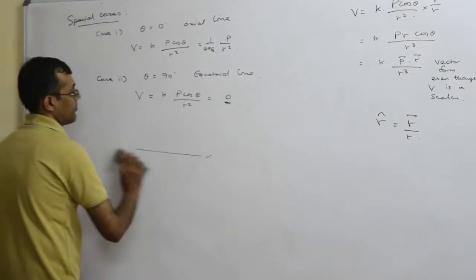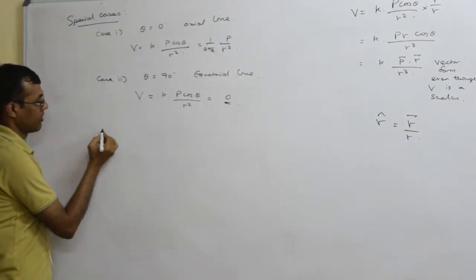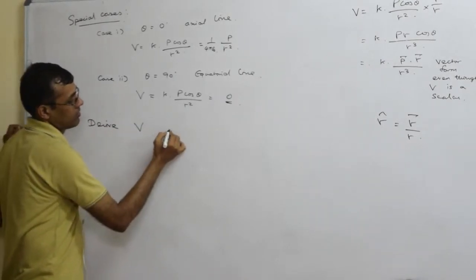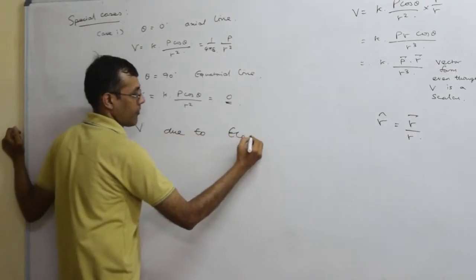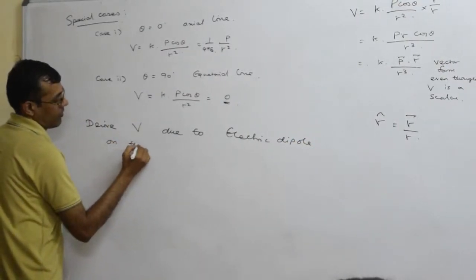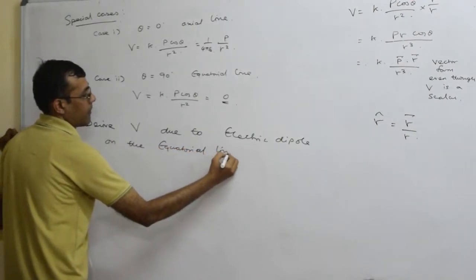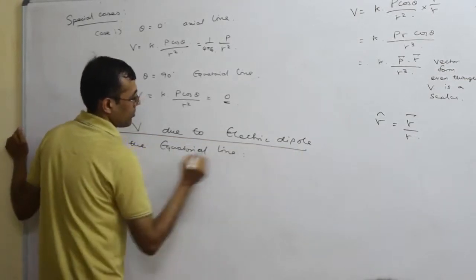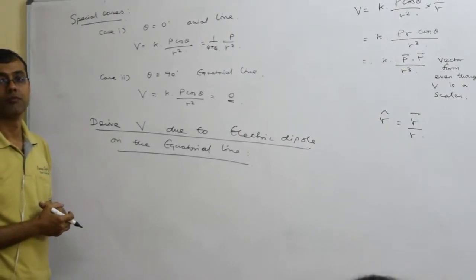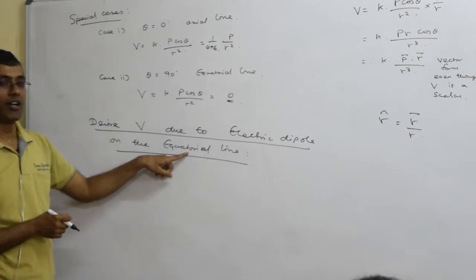Sometimes what happens is, I've seen in some exam questions what they say is, derive V due to electric dipole on the equatorial line. So if they say something like this, any idea how to do this? You can do that, but if they specifically say equatorial line, right?